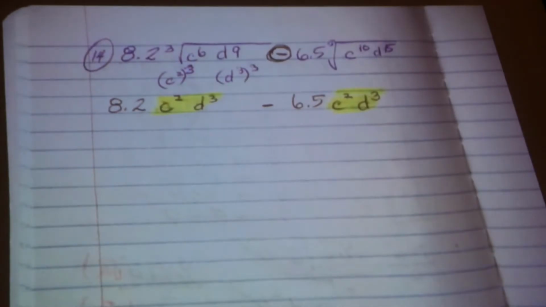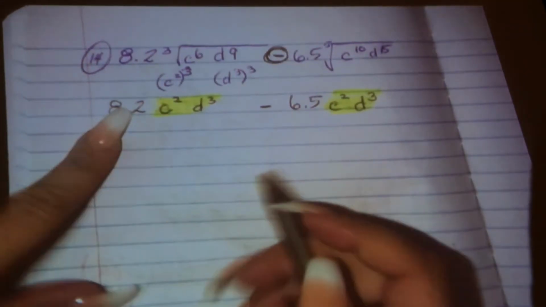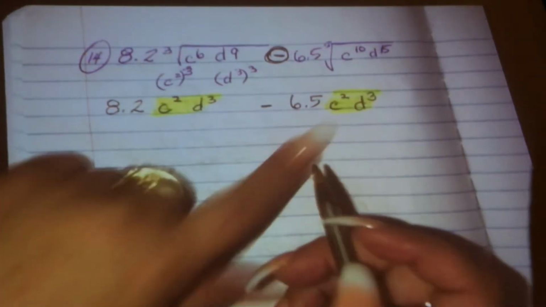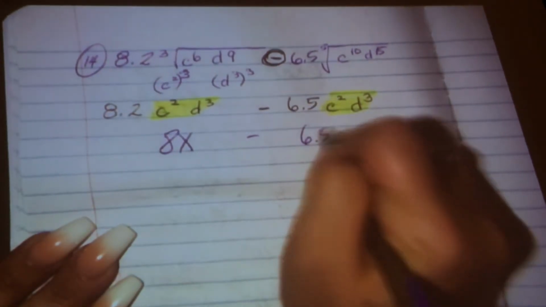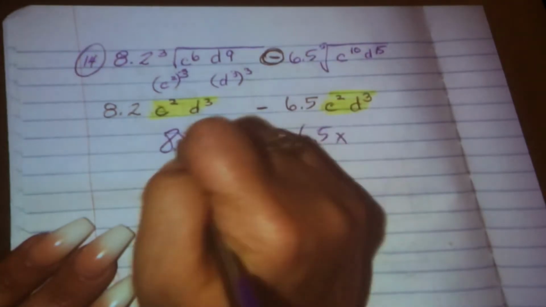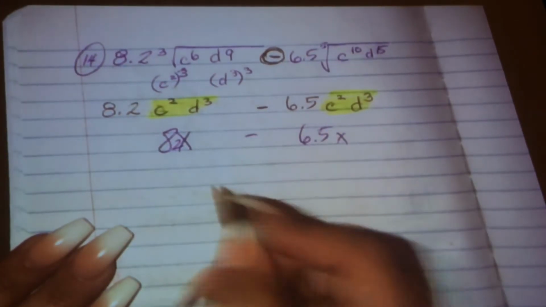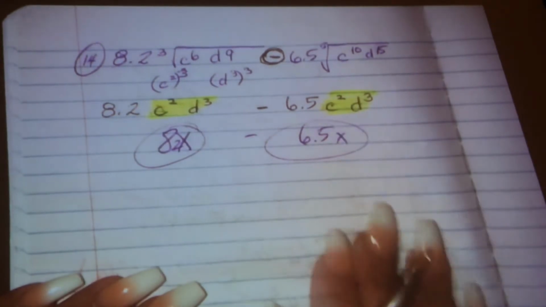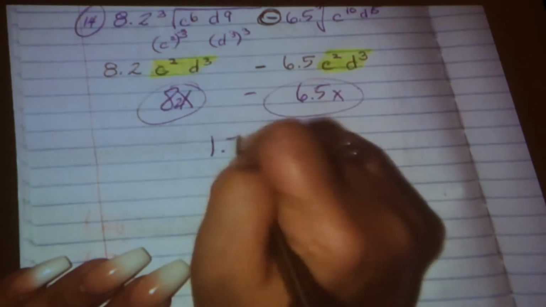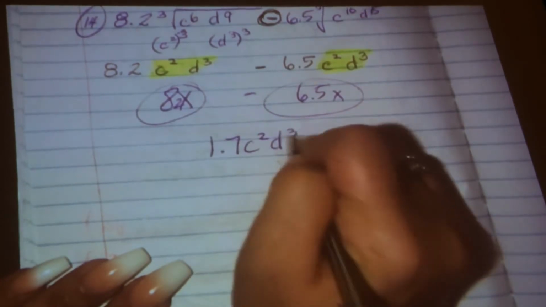These are like terms. So now it's 8.2 minus 6.5. This is the same thing, you guys, as like 8x minus 6.5x. They're the same term. But of course, instead of x, we're dealing with c squared d cubed. So when you subtract these two, you're going to get 1.7 c squared d cubed.